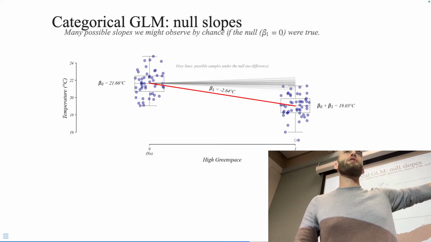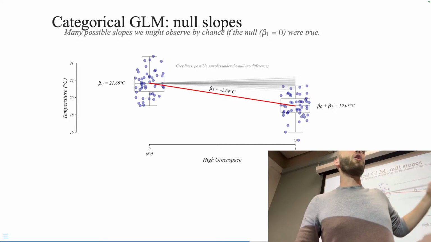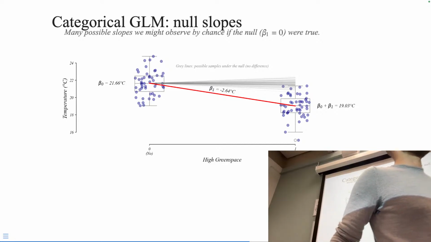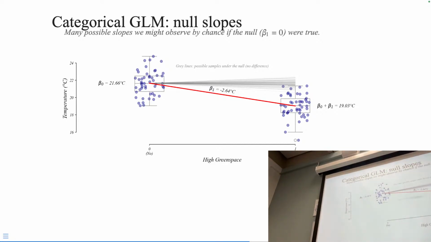Okay, so this is the distribution of sample slopes under the null hypothesis of no difference between high green space and low green space neighborhoods. If the null hypothesis is true, these are the slopes we're drawing from. We're just randomly picking one of the slopes, and I would say this is very unlikely to be drawn from this pile.